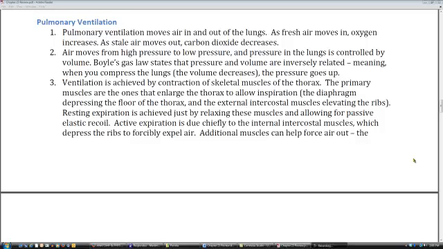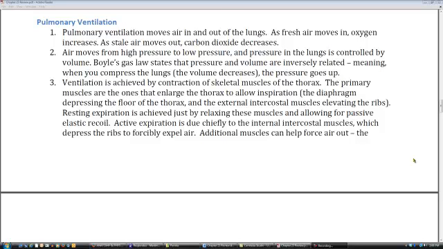Okay, this is the review on pulmonary ventilation. Remember that pulmonary ventilation means moving the air in and out of the lungs. Fresh air comes in, bringing in oxygen. Stale air moves out, carrying carbon dioxide. Now, air is a fluid. Gases and liquids are the two categories of fluids, and fluids always move from high pressure to low pressure.